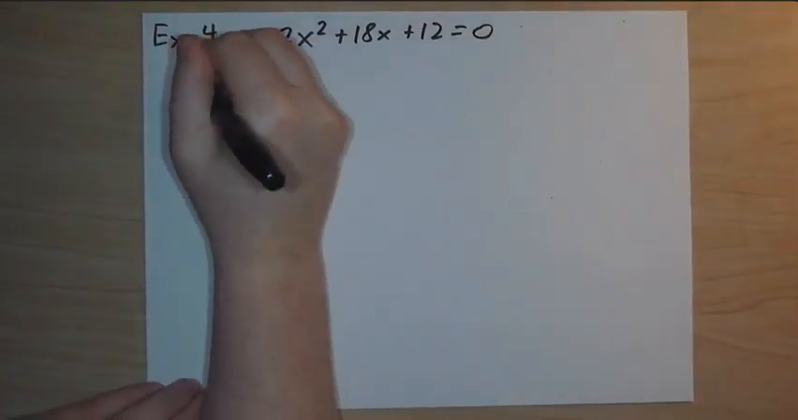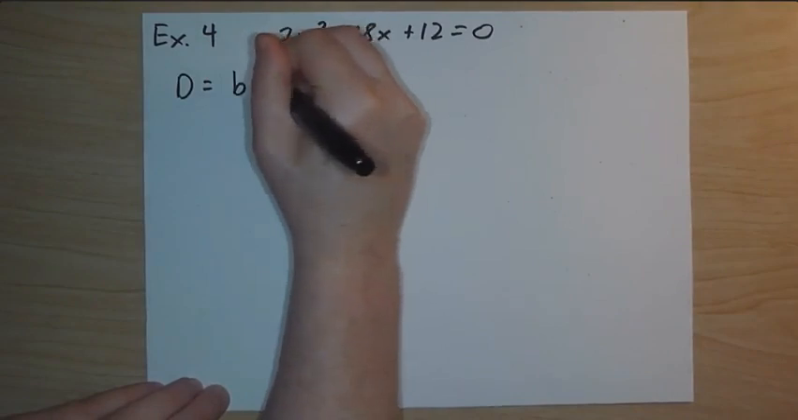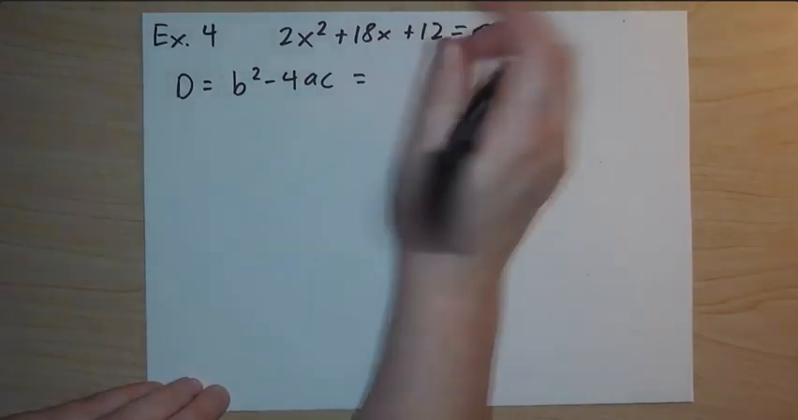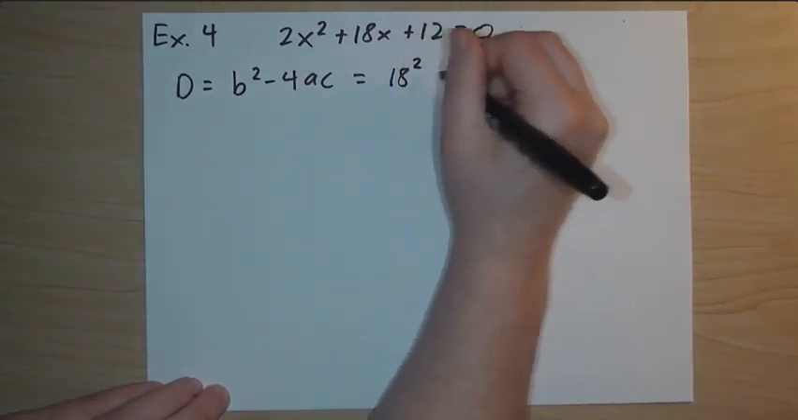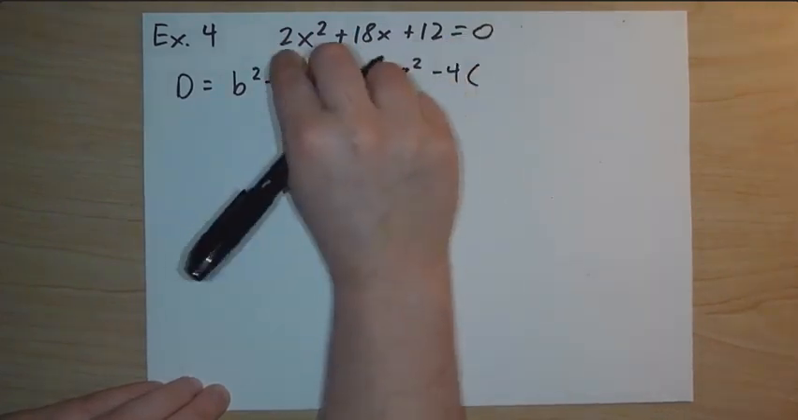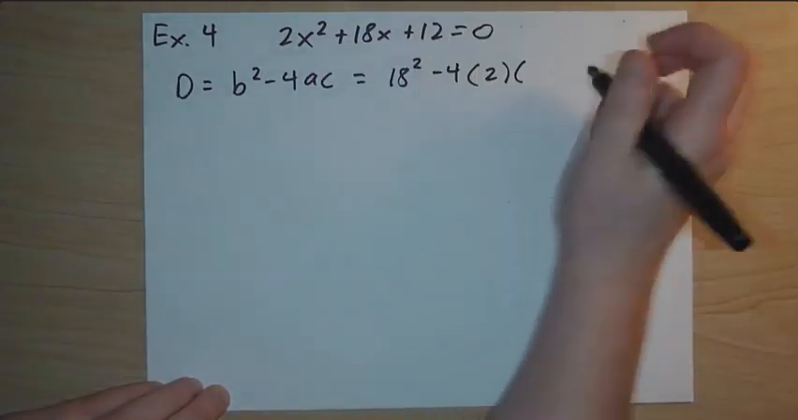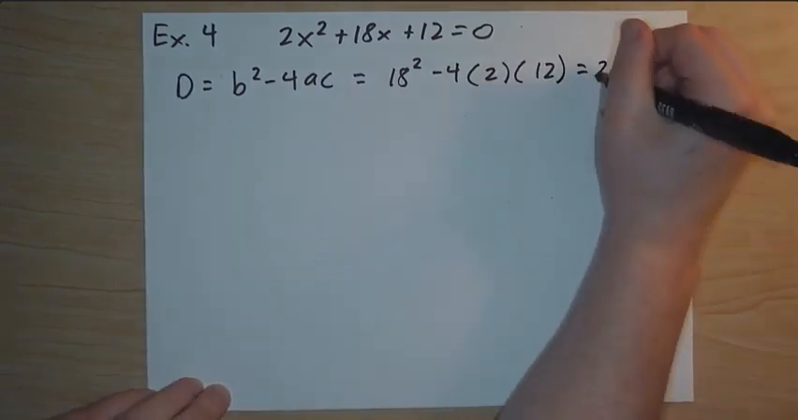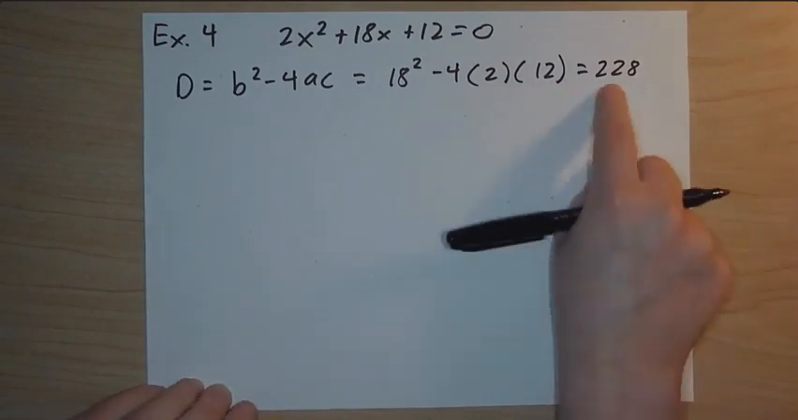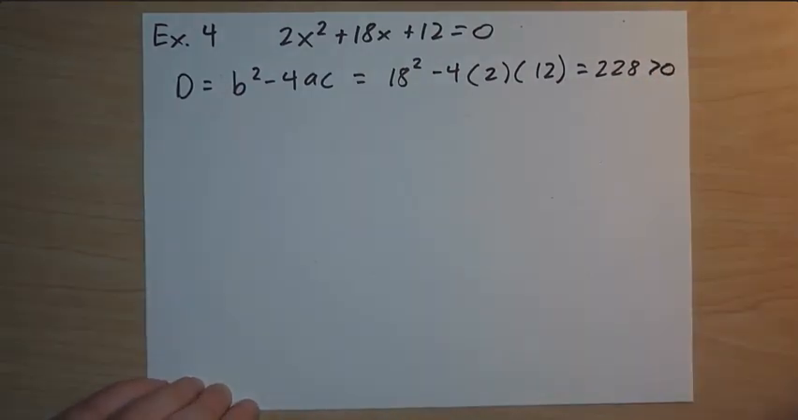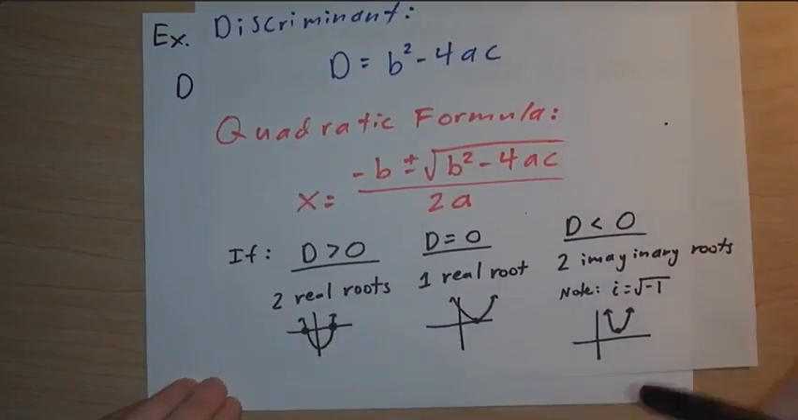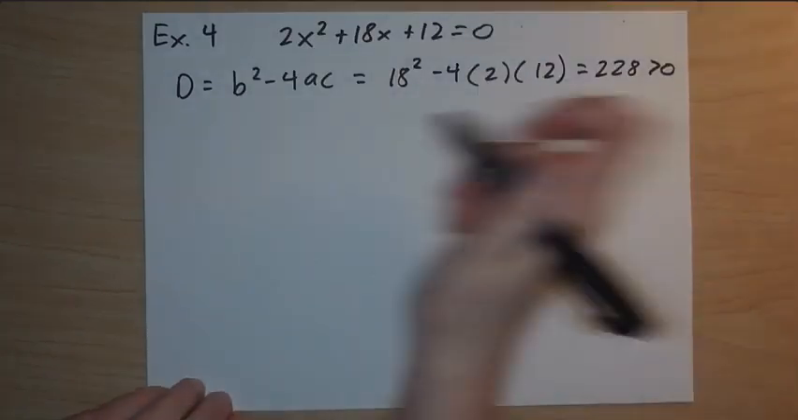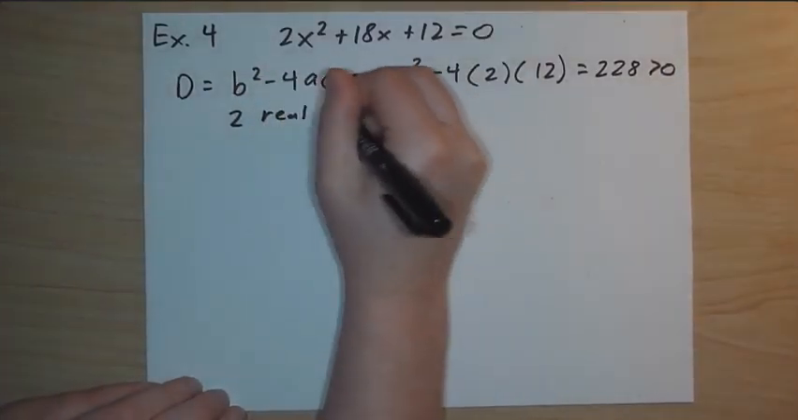So our discriminant D is equal to b squared minus 4ac. Our b is 18, so this is the same thing as 18 squared minus 4 times a, which is 2, times c, which is 12. If you plug this into a calculator, we find that this is the number 228. Now 228 is greater than 0, so our discriminant is greater than 0, which means that we have two real roots.